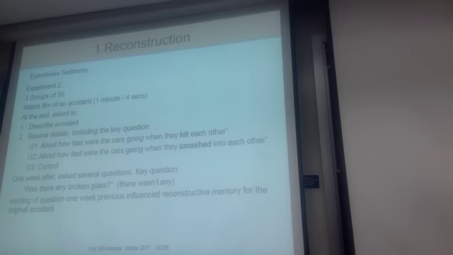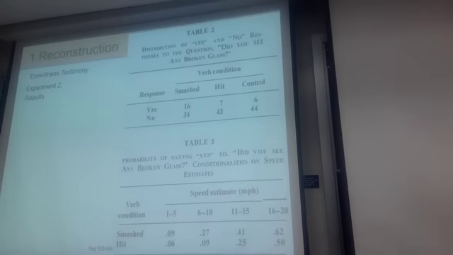And so what this indicates is that it's not just biasing their response; it's actually changing the memory and how it's encoded. So this is just showing that they thought that there was broken glass when it was smashed at a much higher rate than when it was hit or when they weren't asked that question at all. And then same with the speed estimates.